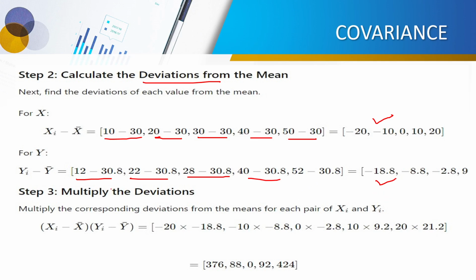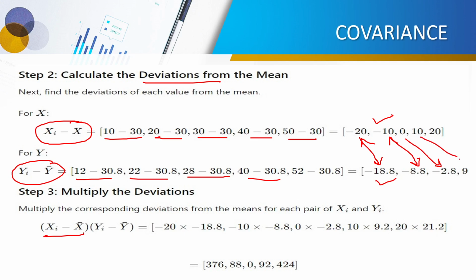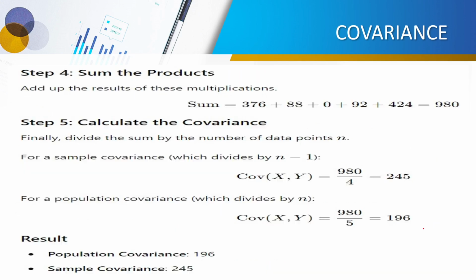Now the third step is that we have to multiply the deviations. Whatever deviations we have, that is xi minus x bar, this is the first case, and yi minus y bar, this is the second case. So we have to multiply both, and it is an element by element multiplication. Meaning minus 20 is multiplied with 18.8, minus 10 is multiplied with minus 8.8, 0 is multiplied with minus 2.8, 10 is multiplied with 8.9, something like that. So we'll again get five values. This is step number 3.